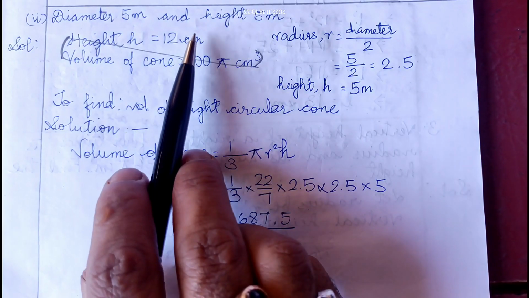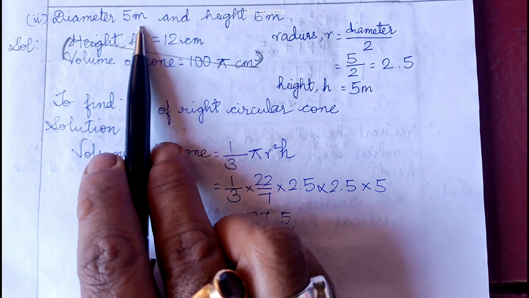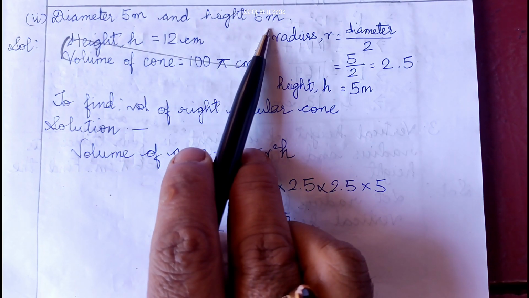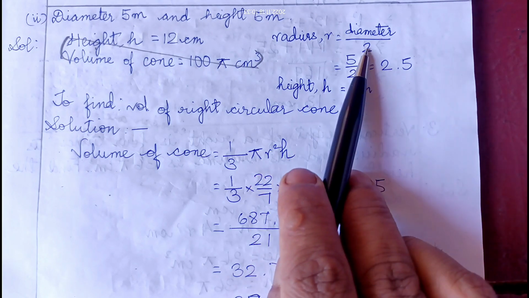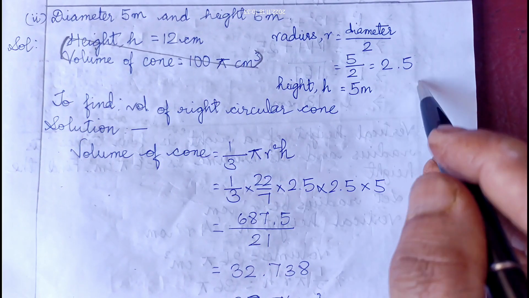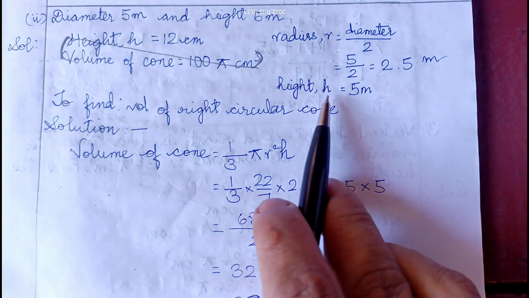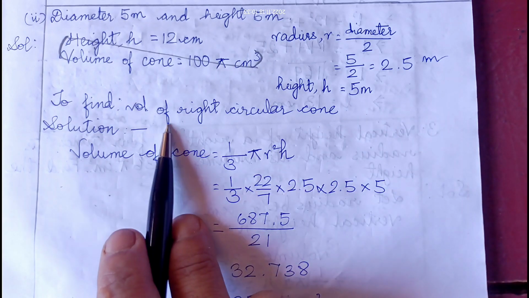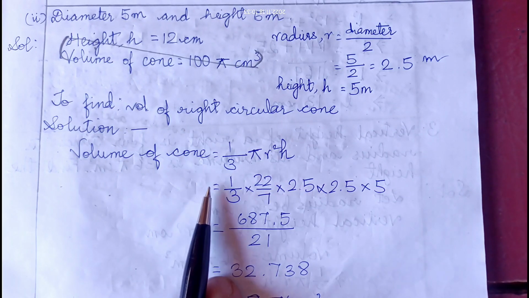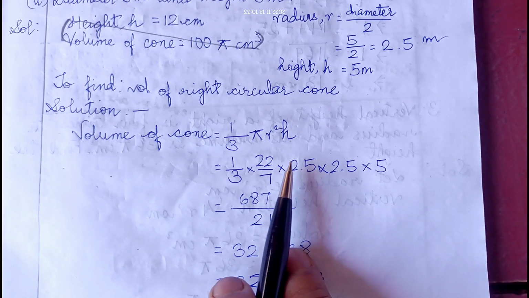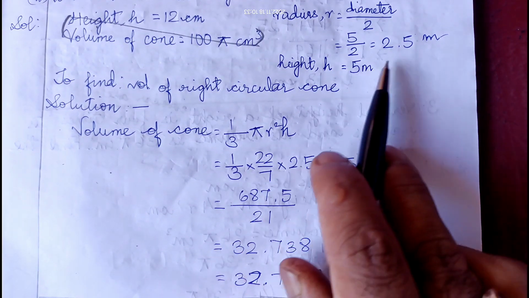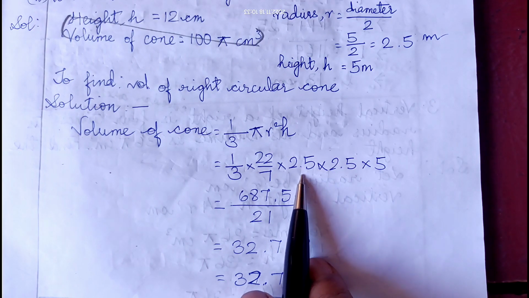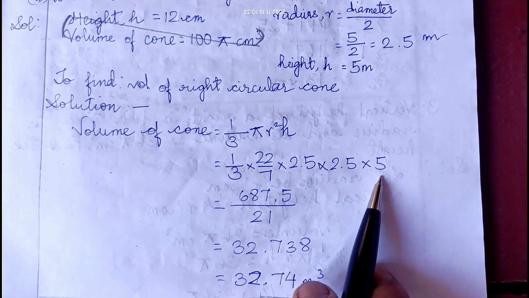In second part of question number 1, diameter is given 5 meter and height is 5 meter, and we have to find the volume of the cone. Since diameter is 5, so radius will be diameter by 2, 5 by 2, which will give 2.5 meter. Height h is 5 meter, and we want to find the volume of the cone. We know volume of the cone formula is 1 by 3 pi r square h. So 1 by 3, pi is 22 by 7. Radius we got 2.5. So it will be 2.5 into 2.5, height is 5.